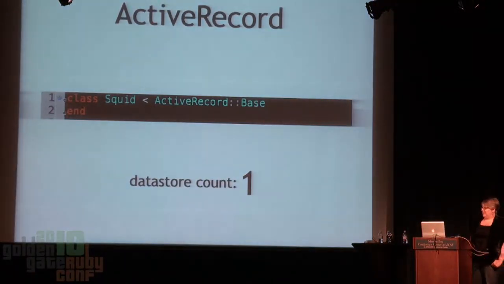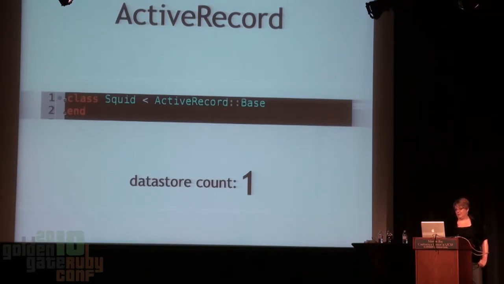So let's start with a base case. I decided for my simple application that we would build a cephalopod social network, mostly because I like the word cephalopod. So here we're starting out with a basic squid class. We're inheriting from Active Record Base, so we get all the relational introspection and all the random normal stuff for free. So far, we only have one data store.